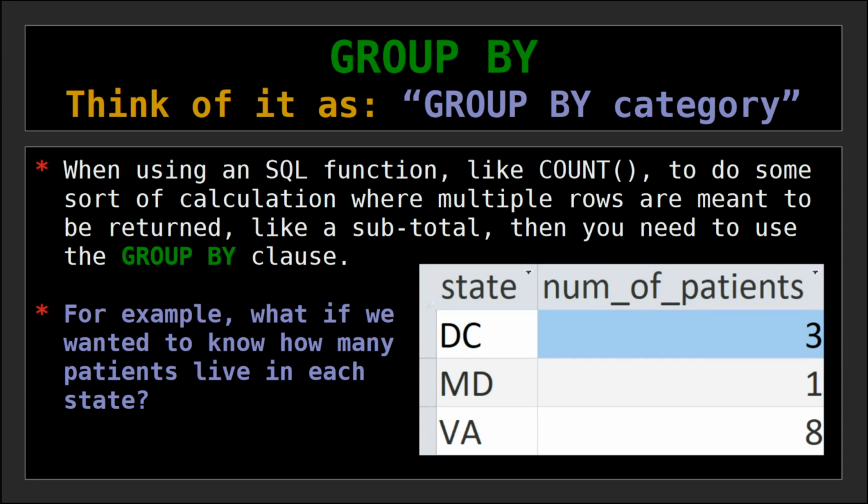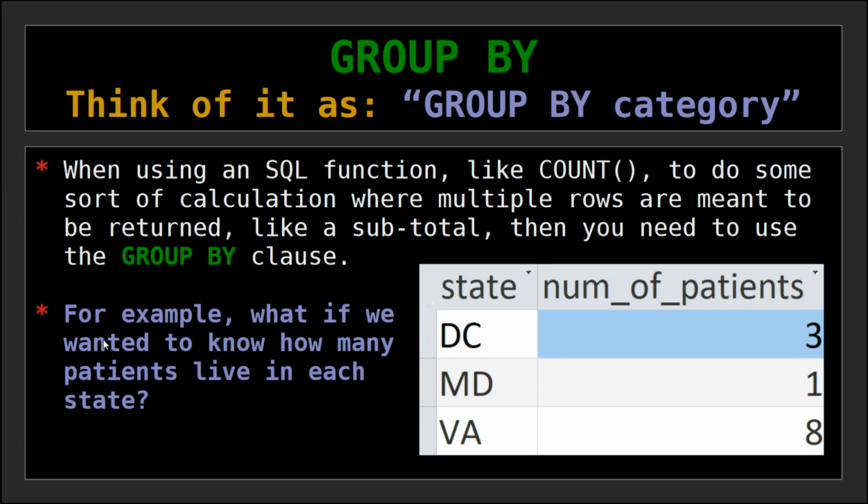The reason why you might want to use this thing called group by is, think of it like this: you're trying to group by a category or a subtotal of something. Like when you buy stuff at a store, there's a subtotal and eventually a grand total. That's what we're doing. We're grouping things down into something.